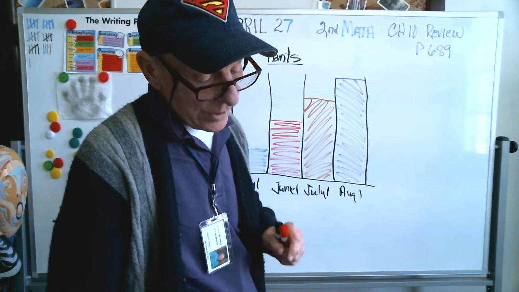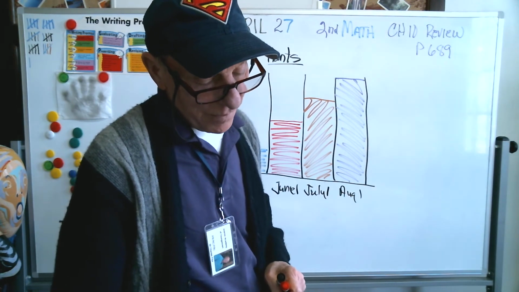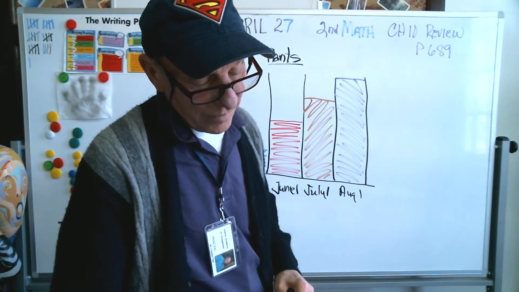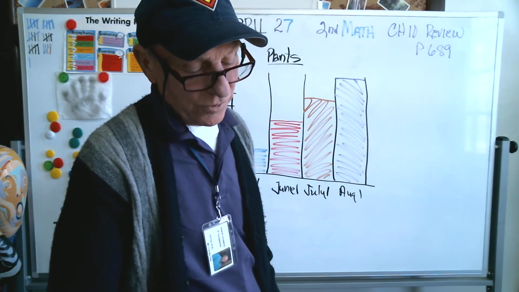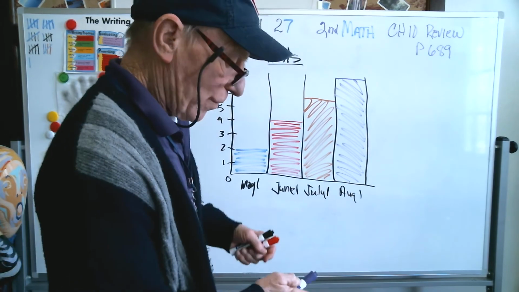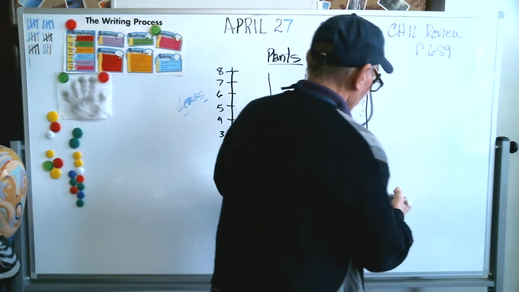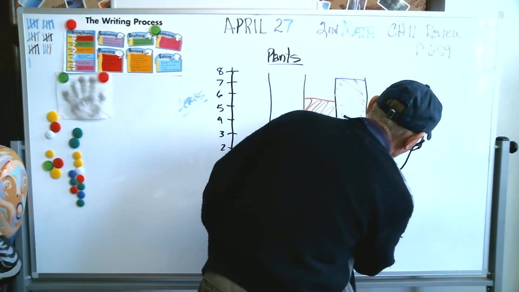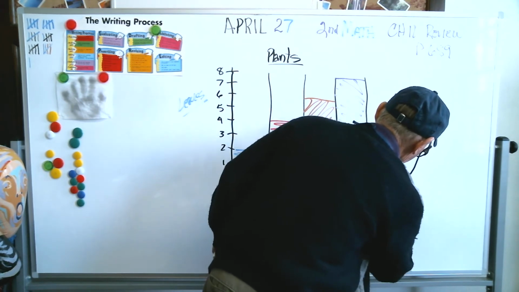Number 5, if Teresa counts 9 leaves on September 1st, how will the number of leaves change from May 1st to September 1st? So, what they're saying here is let's add another month. Call it September.